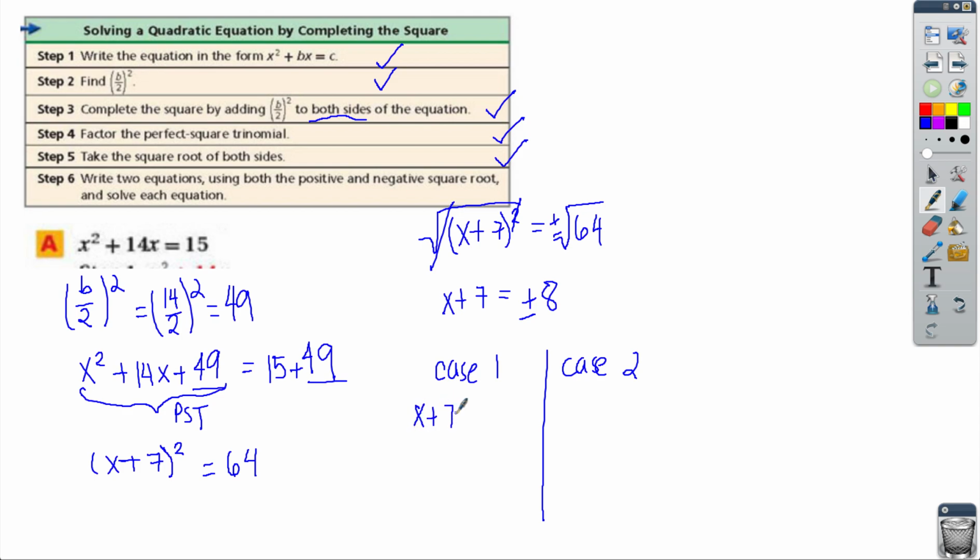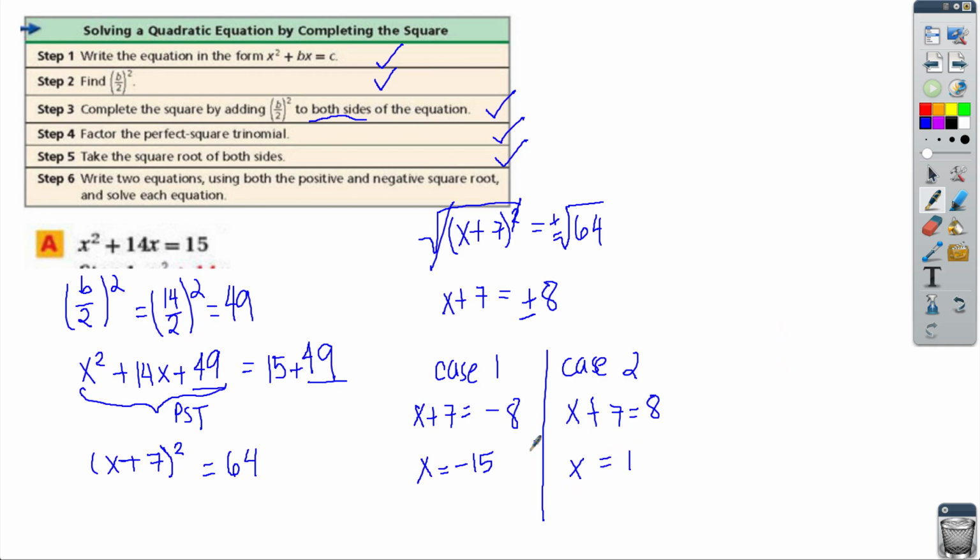So x plus 7 will now be equal to negative 8. On the other hand, x plus 7 will be equal to positive 8. And it doesn't really matter if you put the positive 8 first, as long as you have these two. Okay? Alright, continuing. So x plus 7 equal to negative 8. When we solve for x here, it will be negative 15. On the other hand, we solve for x will be 1.